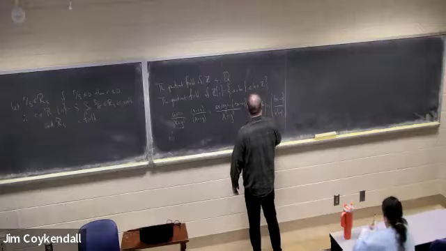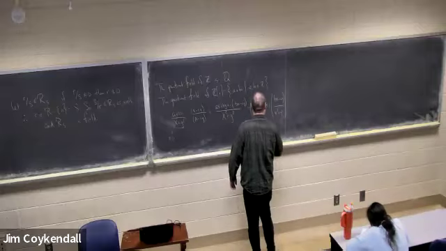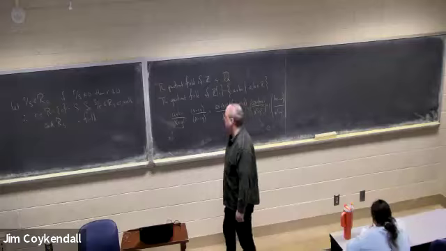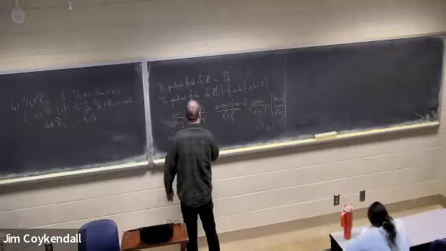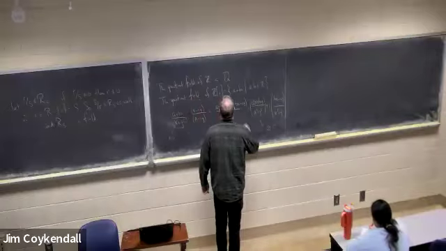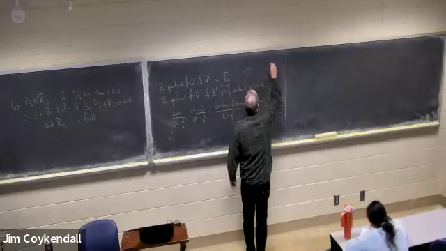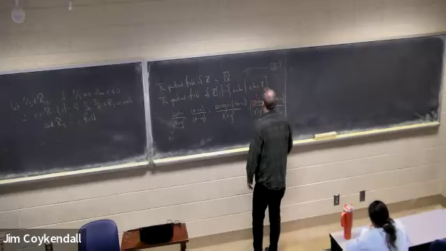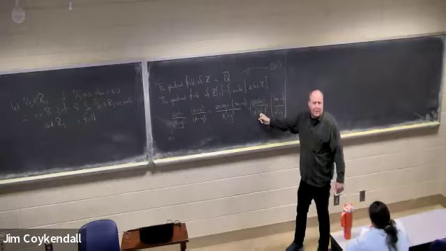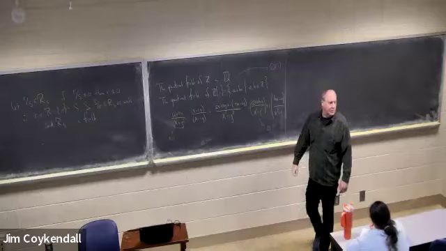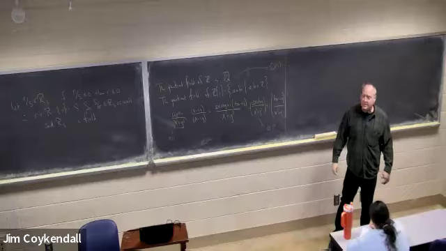And both these entries are in the field. So the quotient field is, as predicted, the rational numbers plus i times the rationals. Everybody up to speed?